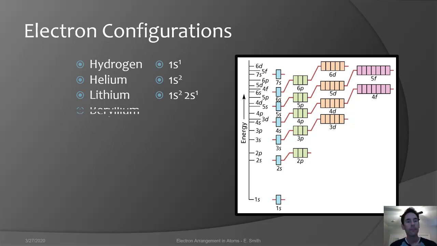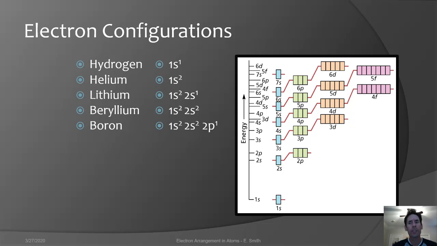Go to the next element. Beryllium. 4 electrons. 1s2, 2s, what do you think? 2. Now, take a look at a periodic table. What do you notice? Are we at the end of that column? Now we move all the way over to the right-hand side of the periodic table and we go to the next element, which is boron. We have 1s2, 2s2, 5 electrons altogether. That means it needs to go to 2p1.